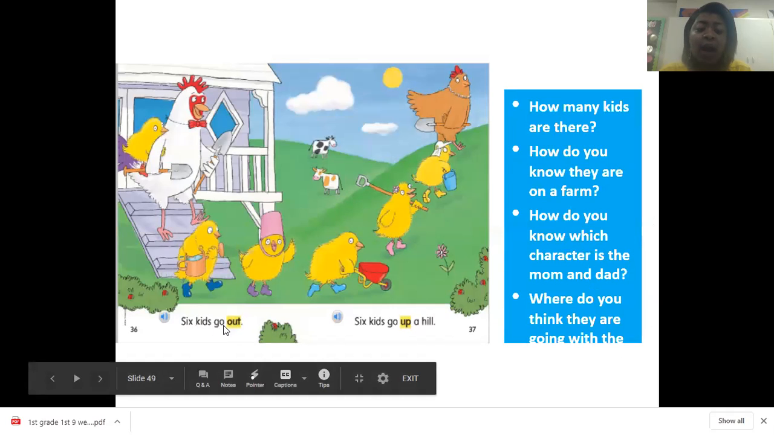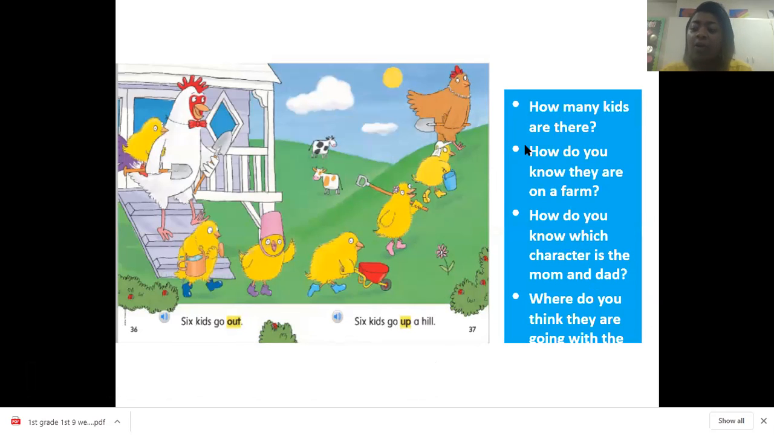6 kids go out. 6 kids go up a hill. How many kids are there? How do you know they are on a farm? How do you know which character is the mom and dad? Where do you think they are going with the kids?